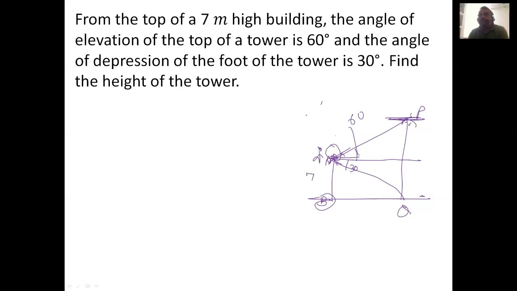And this tower is 7-meter high. Find the height of the other tower. Means we have to find this. Suppose this distance is x, and since this angle is 30 degree, this is opposite side 7 because of the height of the tower. So we have to find x. If we find x, then we can find the height of the tower. So x can be got from the triangle APR.